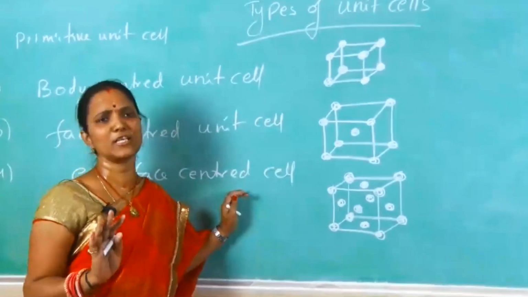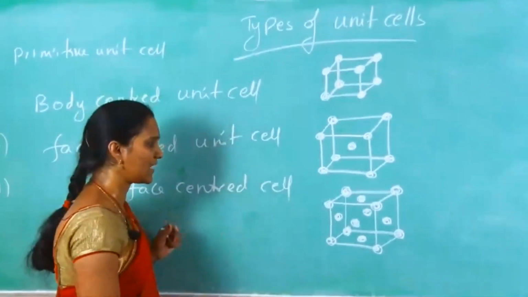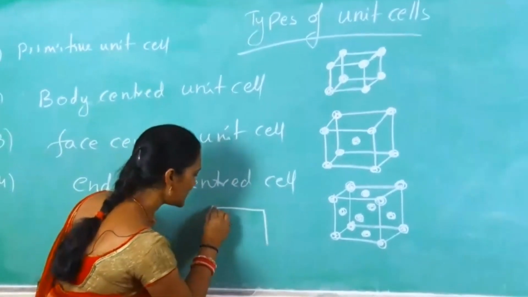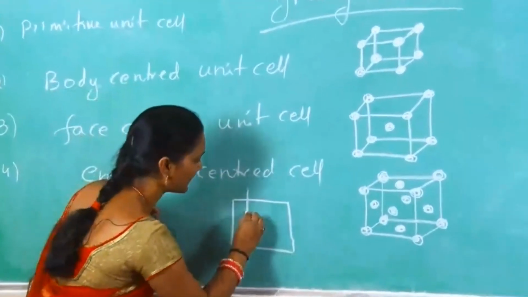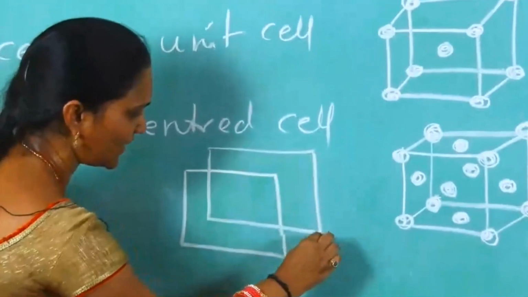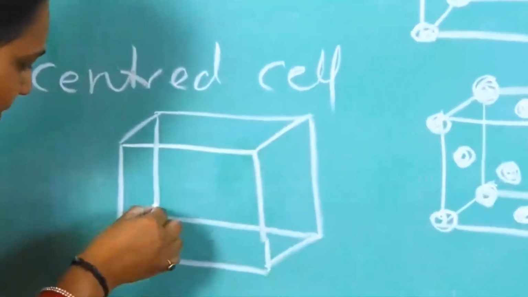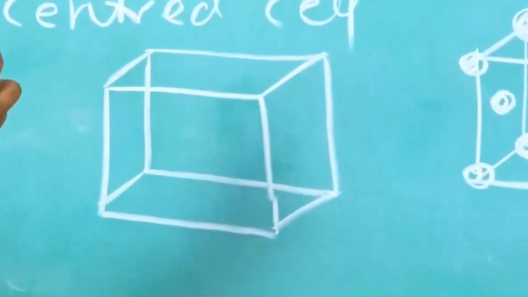And next, end face center. Actually it is not in a cube. Anyhow, what is this end face center? About this we are not going to learn much. These three only are major. That's why I am not taking a cube, but something a little like orthorhombic, extended this one.